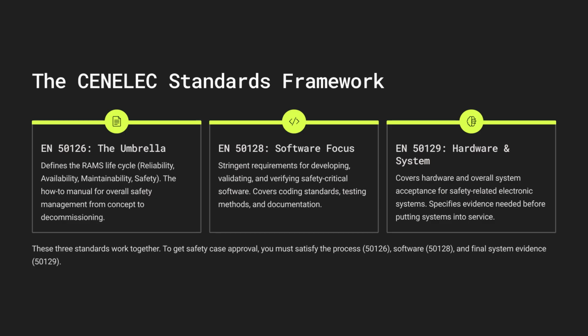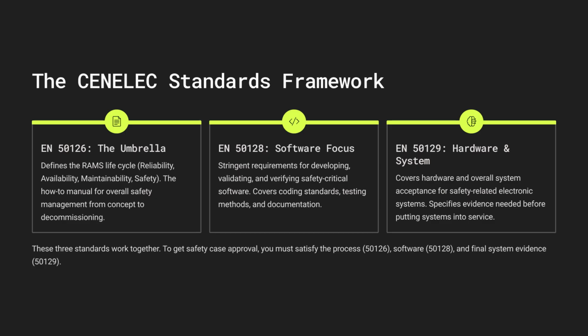What about 50128? EN 50128 drills down specifically into software. Think about how much software runs modern railway signaling, train control, diagnostics, everything. 50128 dictates the stringent requirements for developing, validating, and verifying safety-critical software. Coding standards, testing methods, documentation, it's all in there. Okay, process is 50126, software is 50128, that leaves 50129. EN 50129 covers the hardware and the overall system acceptance for safety-related electronic systems. It specifies what evidence is needed to prove the hardware is safe and that the integrated system meets its safety requirements. It outlines the final checks and documentation needed before you can actually put the system into service.